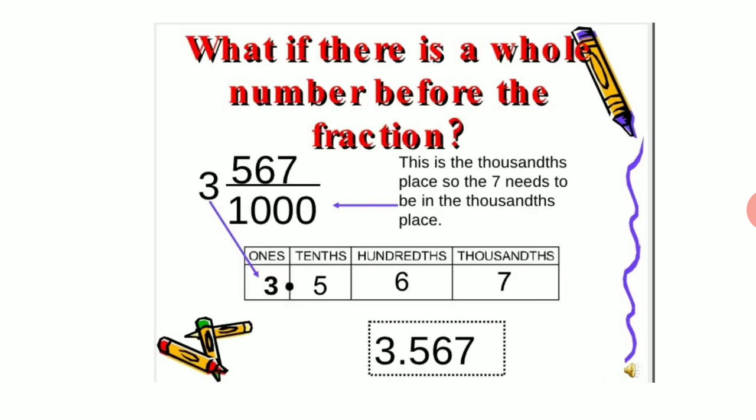What if there is a whole number, children, before the fraction? Suppose we have taken the number 3, which is a whole number, then 567 by 1000. Then how do we write it in decimal? Here, children, this is the thousands place, so because we are dividing 567 by 1000, 7 is coming in the thousands place, 6 in the hundredths, and 5 in the tenths place. But before the point we have a single digit number, 3, so 3 will be there in the ones place.